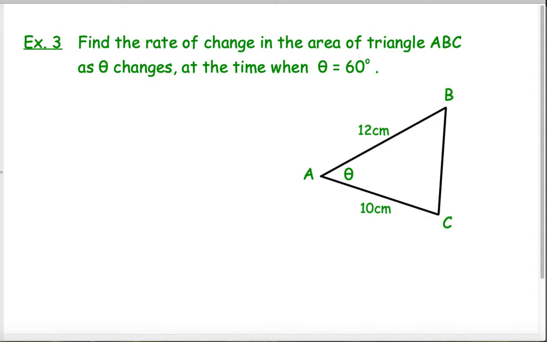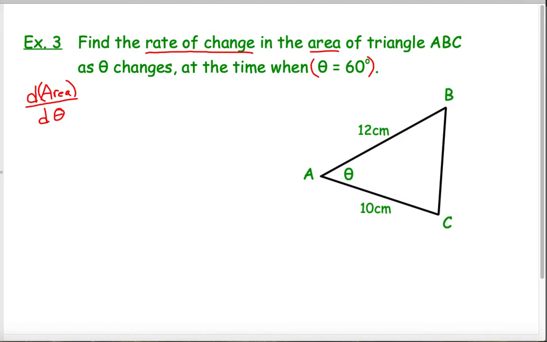Find the rate of change in the area of this triangle as theta changes. The rate of change in area as theta changes. Rate of change is derivative. In the area, I'll use a capital A. I don't want to be confused with the A in the picture. Maybe I should just write area. So d area, d theta. That's what we're looking for. And then we want to do it at the instant when theta is equal to 60 degrees.